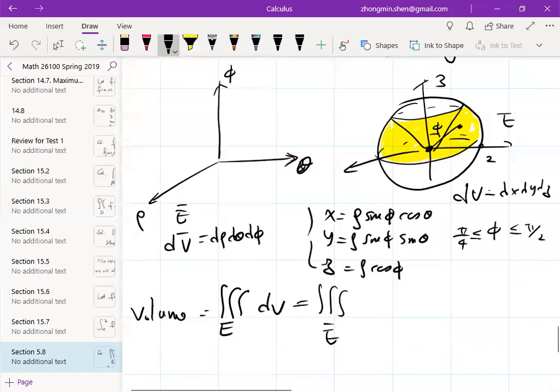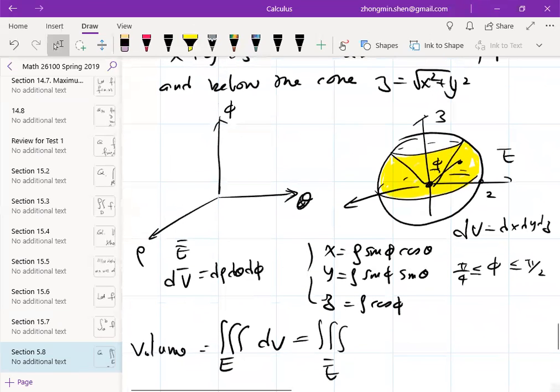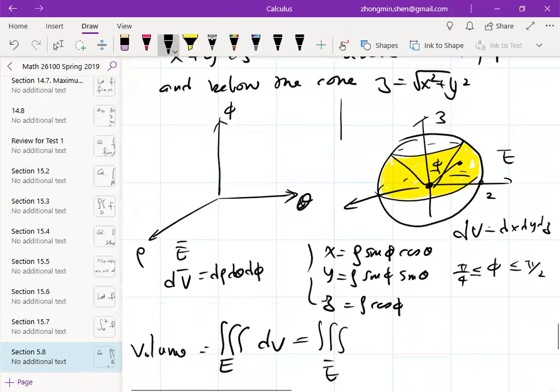Then you just look at the cross section of this solid with the YZ plane. Okay, you can determine the angle. So let's look at the solid. This is the YZ plane.